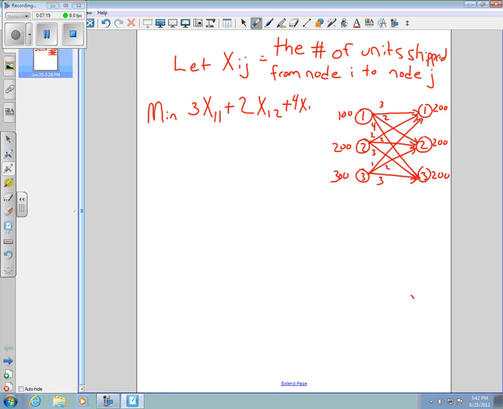4x12. You might pause the video, see if you can complete this objective function. That should be a 3. Whoops. 4x13 from node 1 to node 3. Plus 2x21 plus 2x22 plus 3.